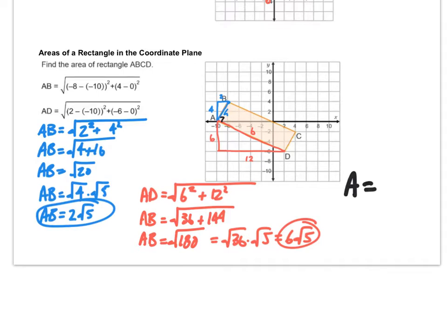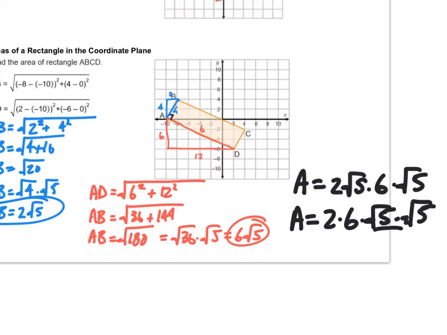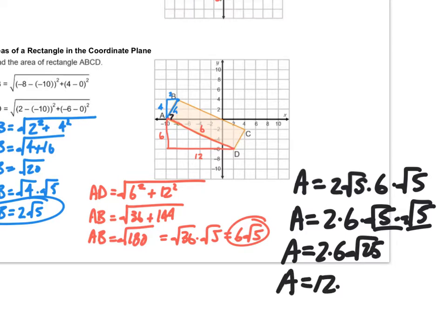So I'm going to do 2 times the square root of 5 times 6 times the square root of 5. So now we're going to get 2 times 6 times the square root of 5 times the square root of 5. All right, the square root of 5 times the square root of 5 is the square root of 25. So area is equal to 2 times 6 times the square root of 25. And so then this is just going to give me 12 times 5. So that's going to give me an area of 60 units squared.